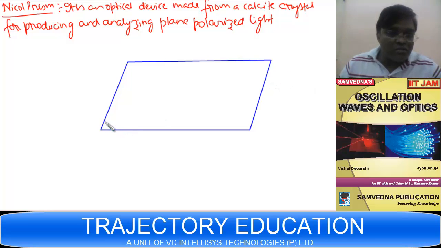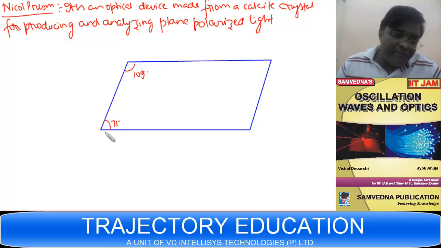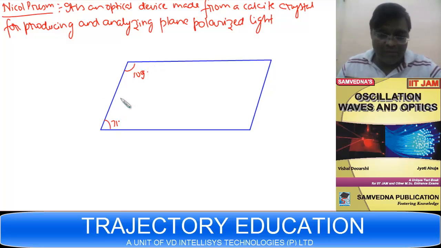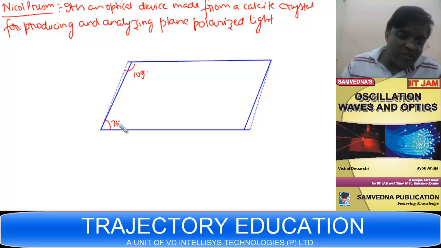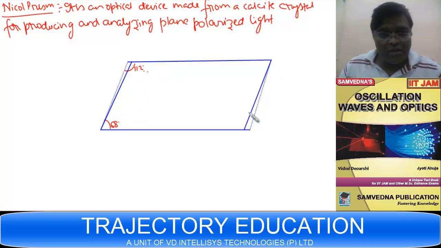This is the principal section of the calcite crystal. This is 71 degrees and this is 109 degrees. Again, this is 71, this is 109. Now we file the crystal from this side. When you do the filing, this angle turns out to be 68 and this becomes 112. This is 68 degrees and this is 112 degrees. Similarly, this is also 112 and this is 68 degrees.